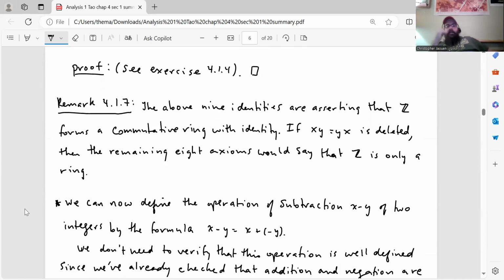There's a remark here, however, remark 4.1.7, he labels it: the above 9 identities assert that Z forms a commutative ring with identity. If you remove the property that multiplication is commutative, then you just get that Z is a ring. But Z is not just a ring; it's a commutative ring, because multiplication of integers is commutative.